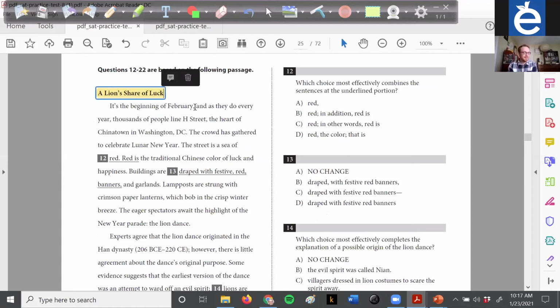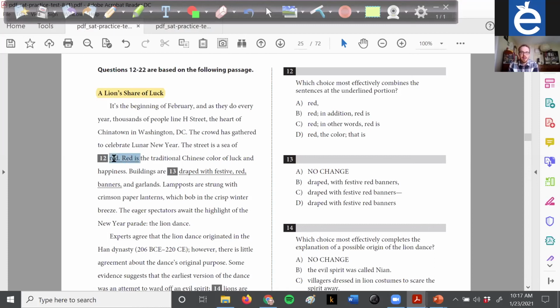So again, this is not a blurb on reading comp. We're not getting a whole lot of info here. Just a title to set the stage. It's the beginning of February, and as they do every year, thousands of people line H Street, the heart of Chinatown in Washington, D.C. The crowd has gathered to celebrate Lunar New Year. The street is a sea of red. Red is the traditional Chinese color of luck and happiness.